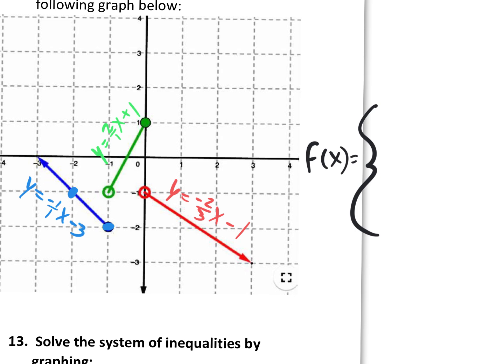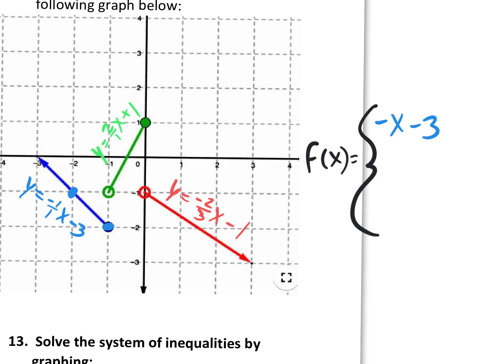So you're going to start with the blue one. So y equals is represented right here. f of x is the same thing as y equals. And this is the part that you're going to write right here. To write it nicer, you're just going to put -x minus 3 instead of -1 over 1. So we're going to put -x minus 3.